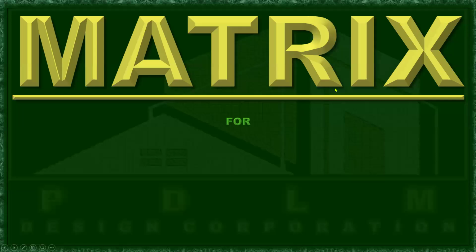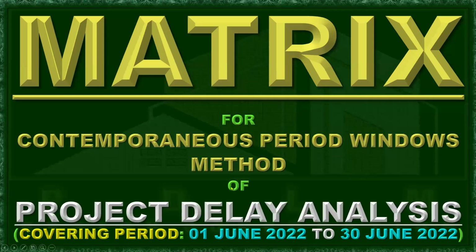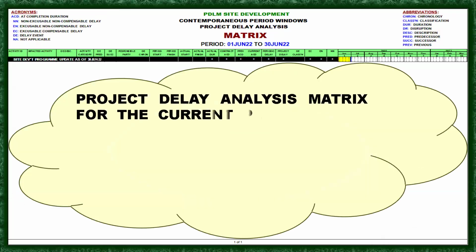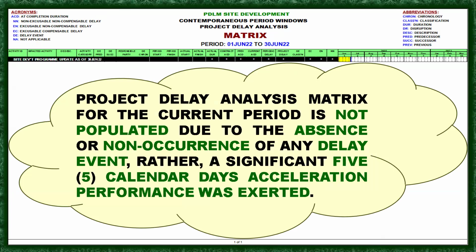Okay, now let's proceed to the matrix for the contemporaneous period windows method of project delay analysis, covering period 1 of June 2022 to 30th of June 2022. Here is the format of preparing a matrix. If you are following our exercise, this was the format that we used to prepare the matrix of any delay analysis in every period. So the project delay analysis matrix for the current period is not populated due to the non-occurrence of any delay event. Rather, a significant 5 calendar days acceleration performance was exerted.